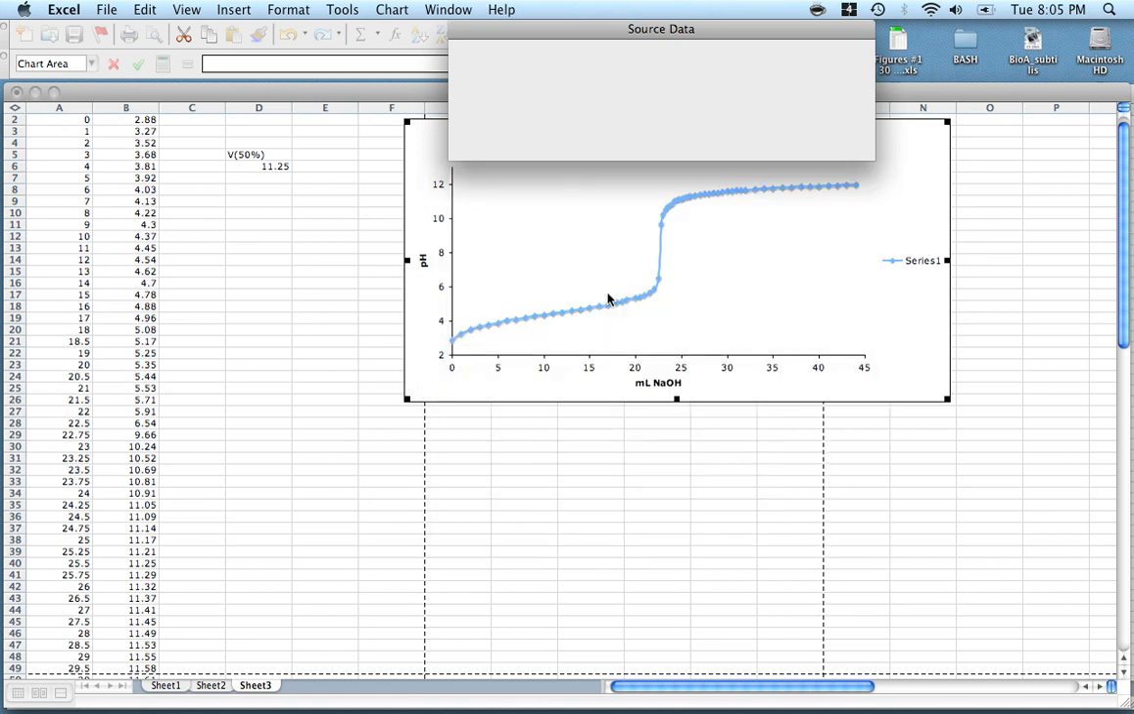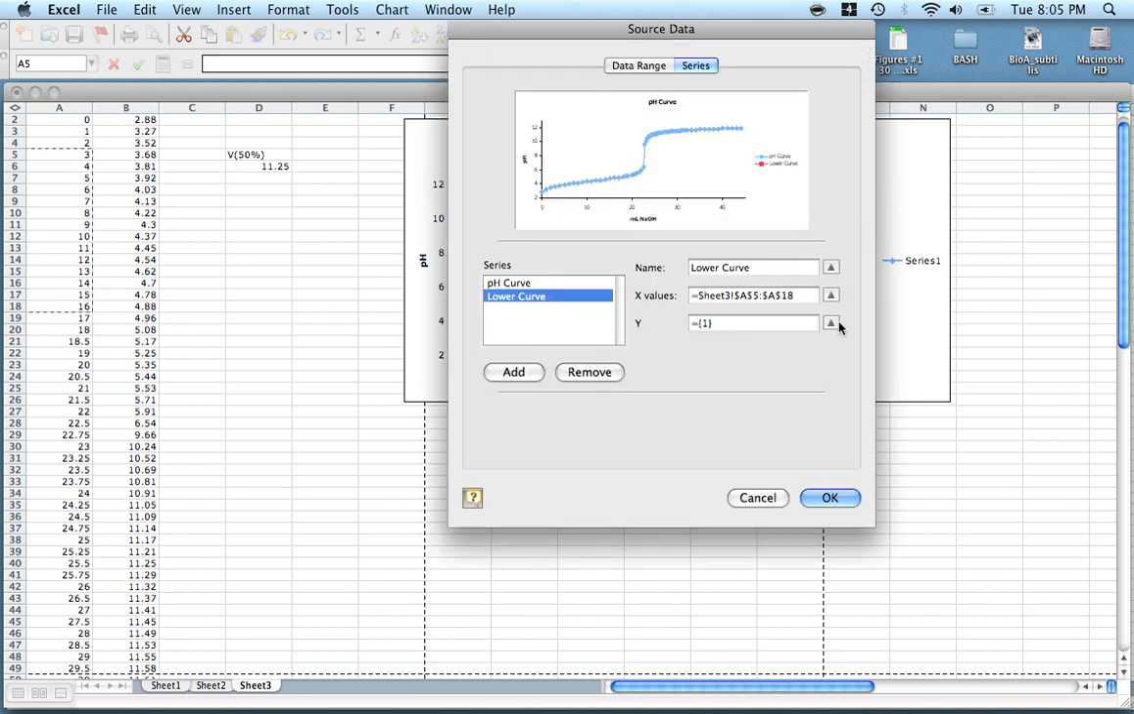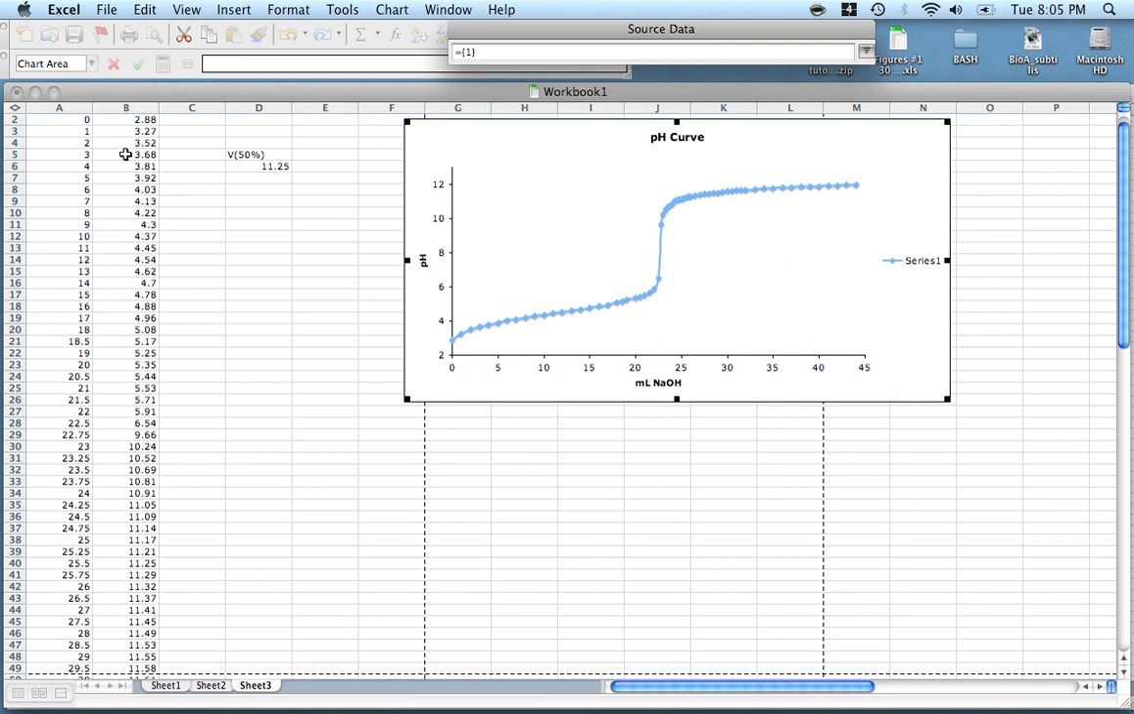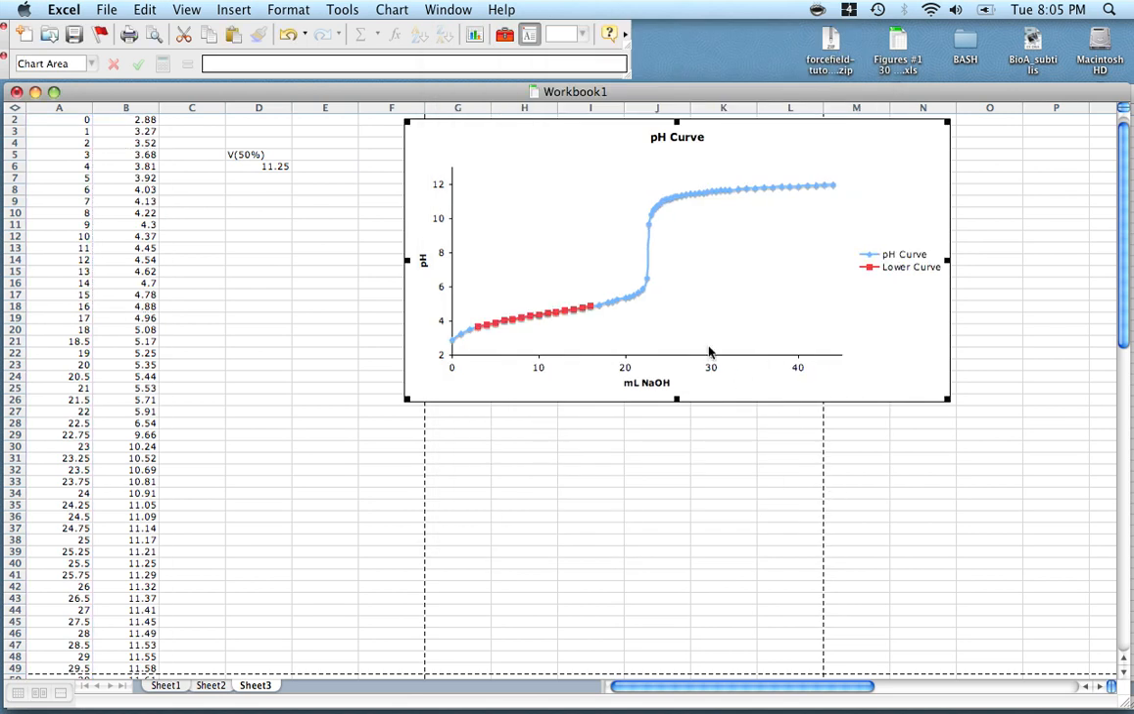So for the x values, we want to use the milliliters from 3 to 16. And for the y values, we want to use the same range, so we'll go from 3.68 to 4.88. And we just click OK. We can see all it did was duplicate those points onto this same graph. Alright? So now what we want to do is fit a line to these data points.